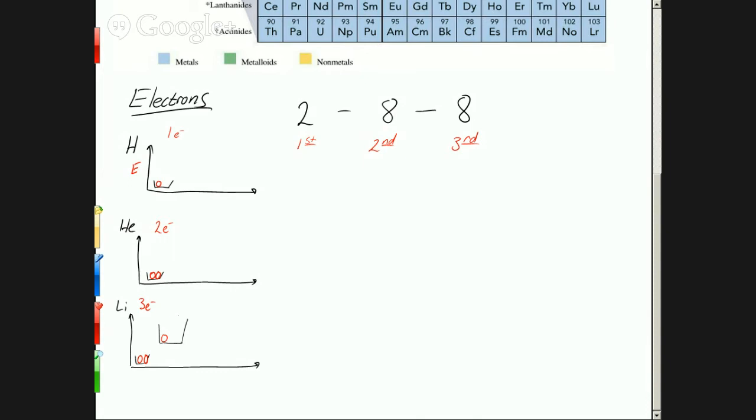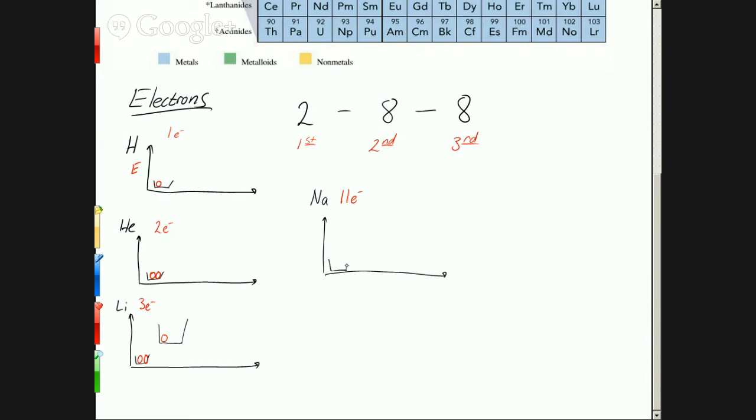Maybe not. Let's skip a few and try another one. So let's look at what happens when we get to sodium, Na. How many electrons does sodium have? 11. A neutral atom is always going to have the same as the atomic number, the number of protons.